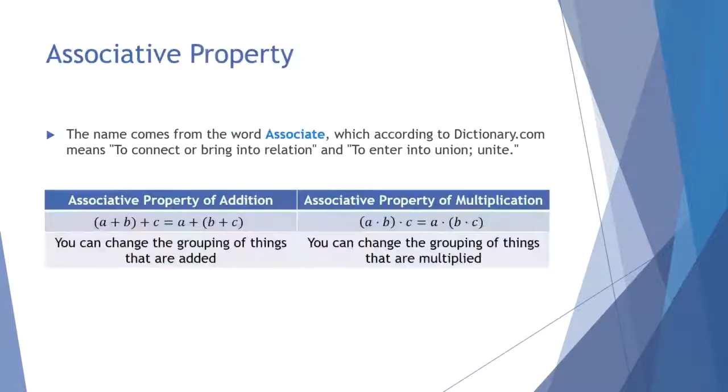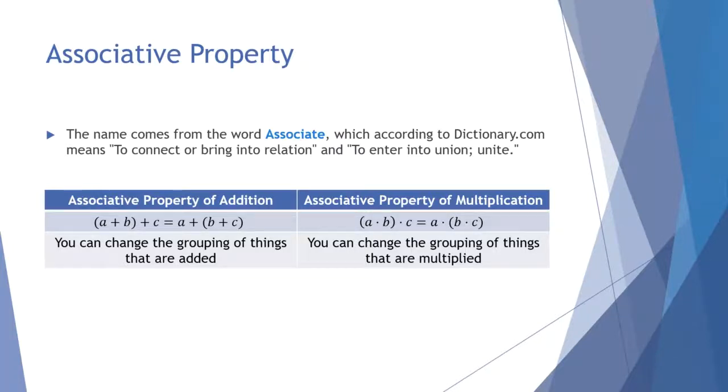Okay. So our next property is called the associative property. The name of this property comes from the word associate, the verb actually. If you look that up on dictionary.com, it means to connect or bring into relation, to enter into a union, unite, to basically group things together. So this associative property is all about how you group things. And we group things using parentheses.